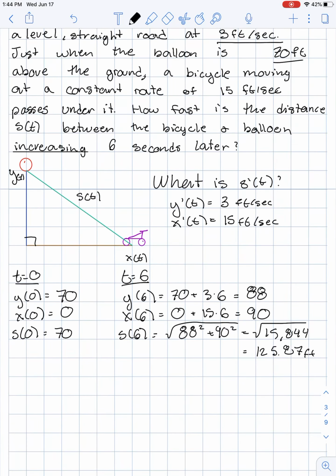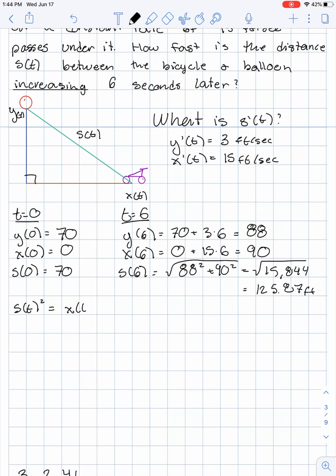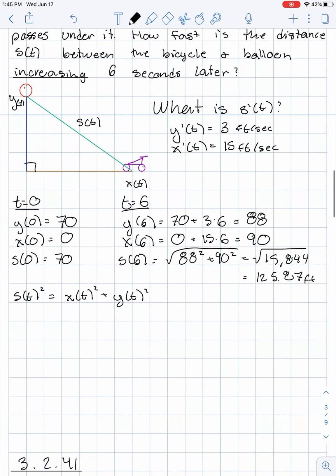So I found that out because I know that s of t squared equals x of t squared plus y of t squared. I know those two sides are equal. That's the Pythagorean theorem, right? A squared plus b squared equals c squared. C squared is the hypotenuse. So, related rates, I'm going to take the derivative with respect to time. This kind of falls from implicit differentiation and chain rule. Okay.